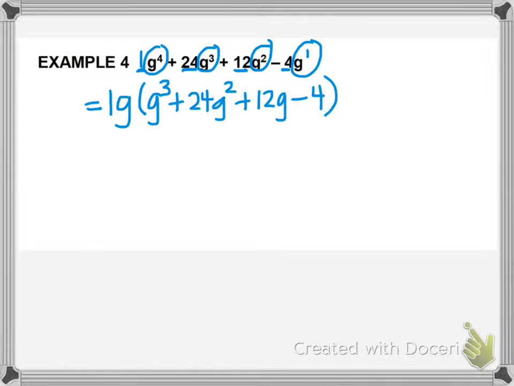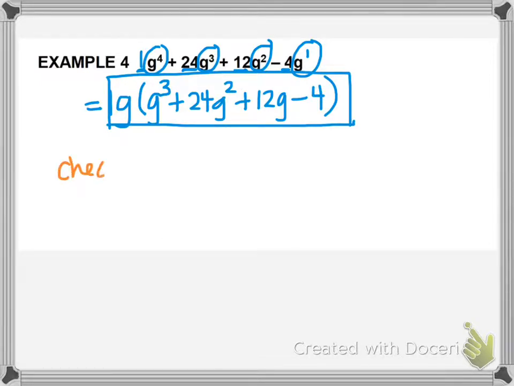Okay, so this is my factored form. This 1 in front of the first g, I don't even need to write. I'm actually going to use that to make my box. You can have it, you don't have to. Not important. So this is what I think the answer is. So now we're going to go ahead and check by distributing.